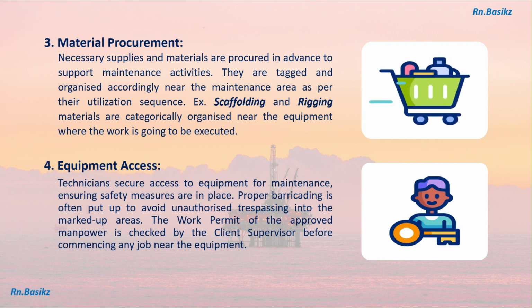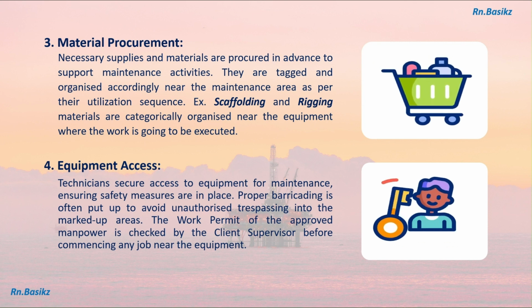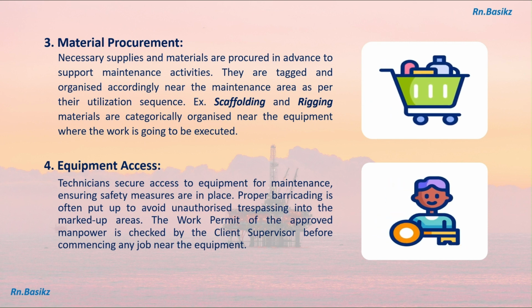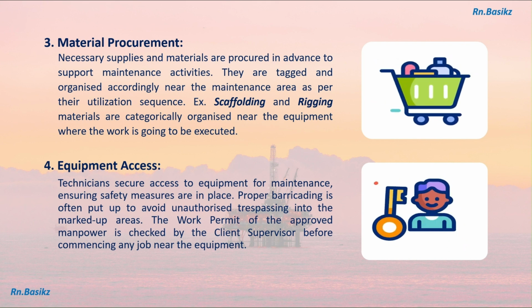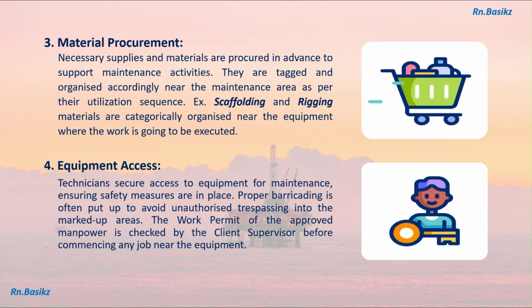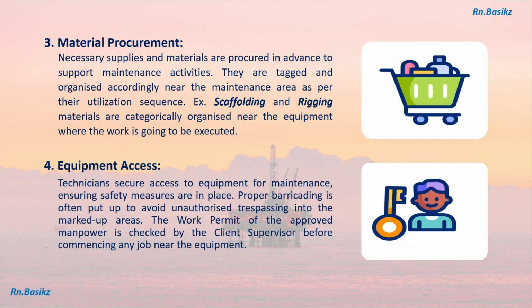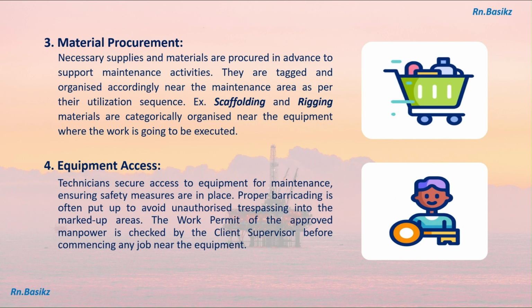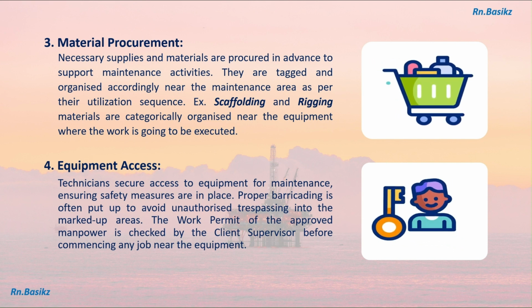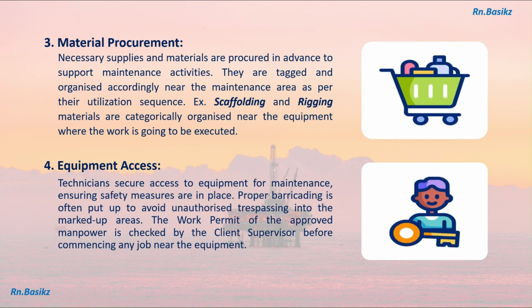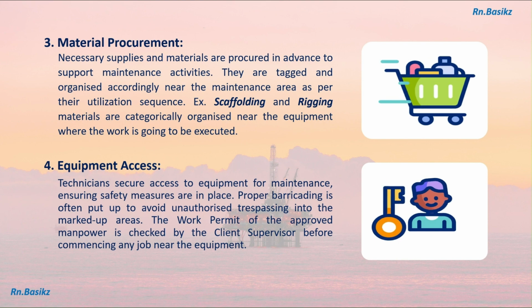Next comes equipment access. Technicians secure access to equipment for maintenance, ensuring safety measures are in place. Proper barricading is often put up to avoid unauthorized trespassing into the marked up areas. The work permit of the approved manpower is checked by the client supervisor before commencing any job near the equipment.